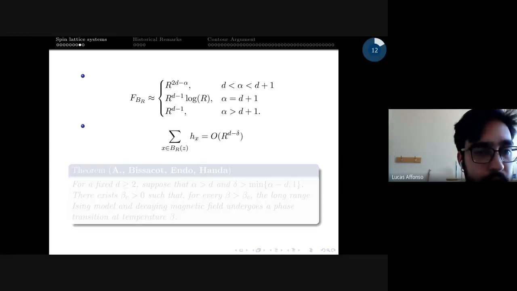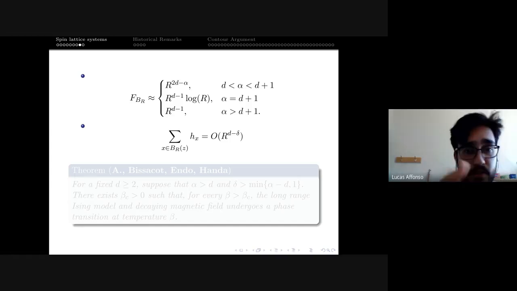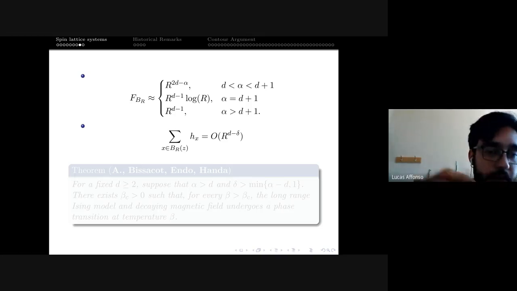We have this asymptotic behavior for the long range contribution that depends on the decay. If alpha is between d and d plus 1, it is something like r to the power 2d minus alpha. If it's larger than d plus 1, it's something like r^(d-1), and if alpha equals d plus 1, it should have some logarithmic correction. We also have that the decaying field is bounded by something like r to the d minus delta. And so if you compare exponents, then you should expect something like this.